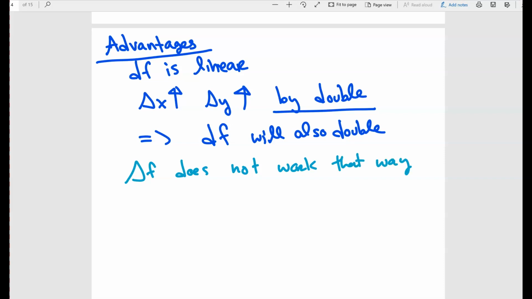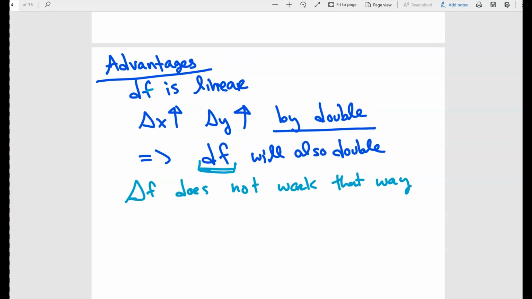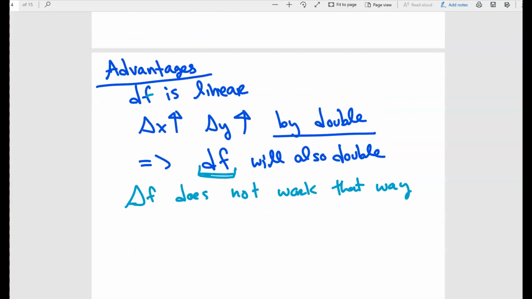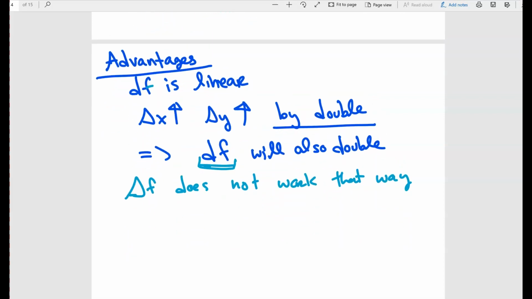So the linearity of df actually makes it unique, because then it's really easy to calculate what the actual differences will be. Whereas with delta f, you won't have that type of situation. So that's just one of the advantages. This is basically just differentials. And if you have any questions, just let me know.